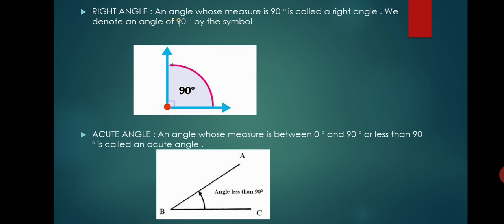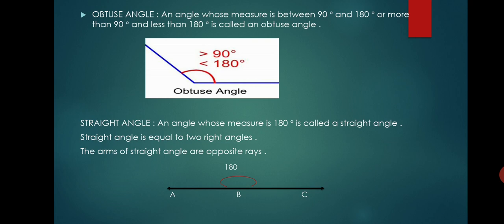Acute angle. An angle whose measure is between 0 and 90, or we may say it should be more than 0 and less than 90 degrees, that is your acute angle. Obtuse angle, an angle whose measure is between 90 degrees and 180 degrees, or we may say it is more than 90 degrees and less than 180 degrees, that is your obtuse angle.